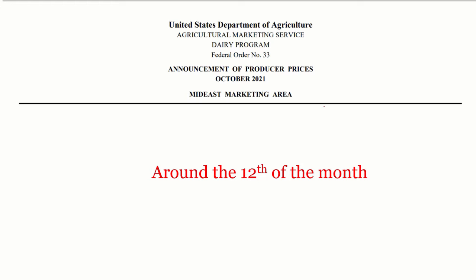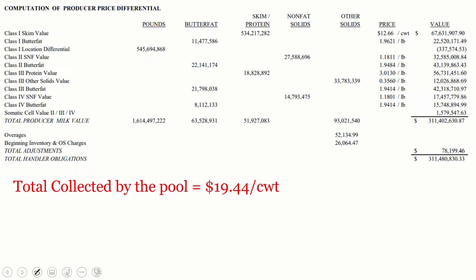So this is definitely a circular system, and I'm never quite sure where to start on explaining this. So I think what I'm going to do is start around the 15th of the month, which is when you get your check. And what we're going to do is focus on the report that comes out from USDA on the statistical uniform prices. Now, for this particular example, I'm going to use order 33. So this is real data for October 2021.